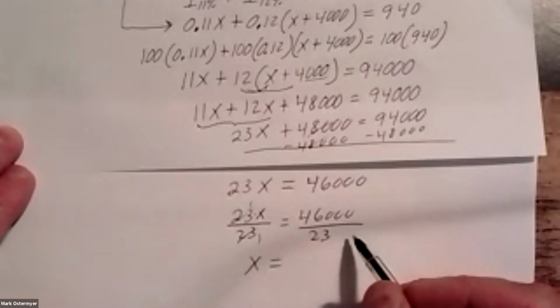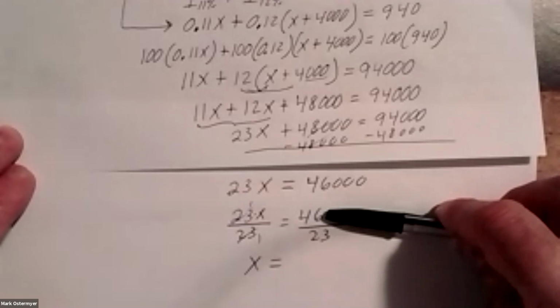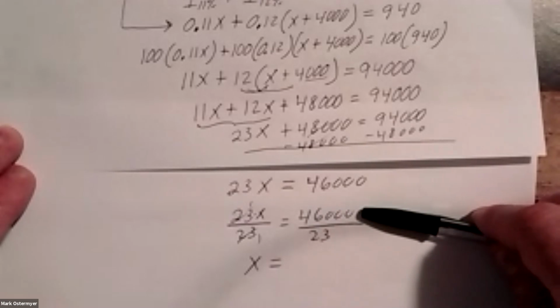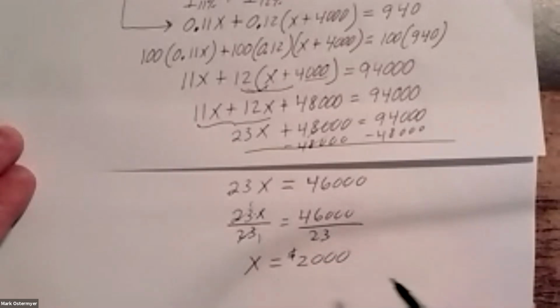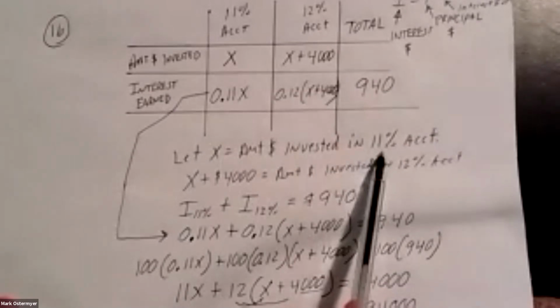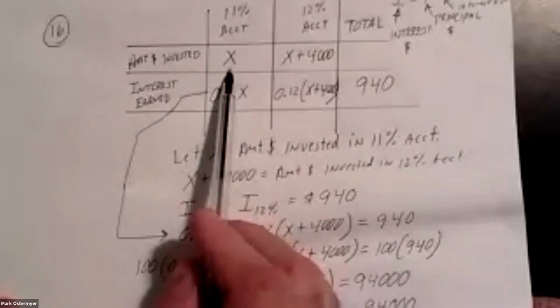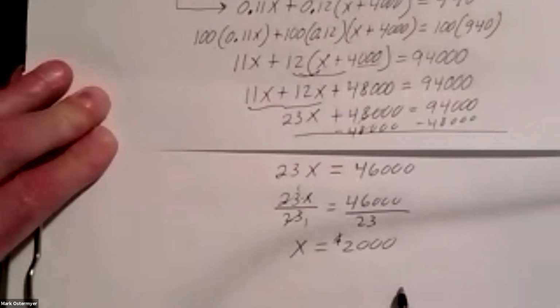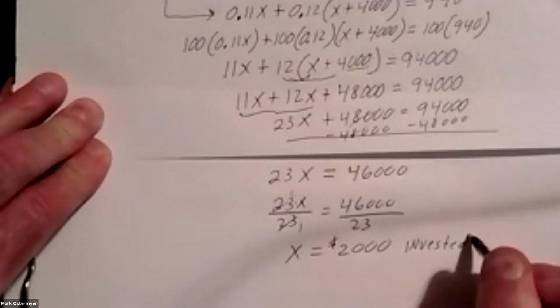What's 46,000 divided by 23? What's 46 divided by 23? It's going to be 2, and then you tack on 3 zeros, so it'd be 2,000. Yep. What was x, ladies and gentlemen? What did we declare x to be? x was the amount of money invested in one account, the 11% account. So we invested how much money in the 11% account? $2,000. This was invested at 11%.